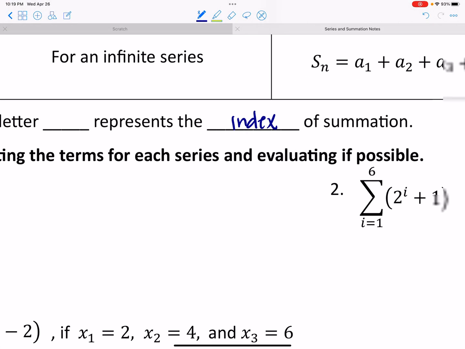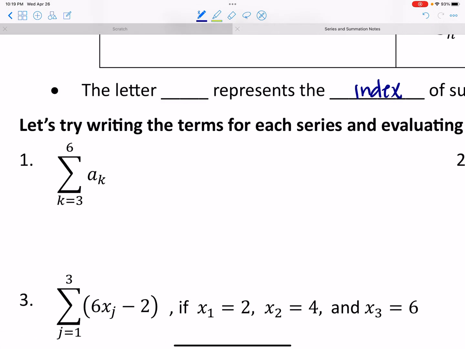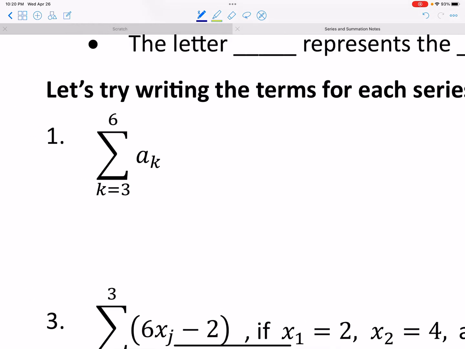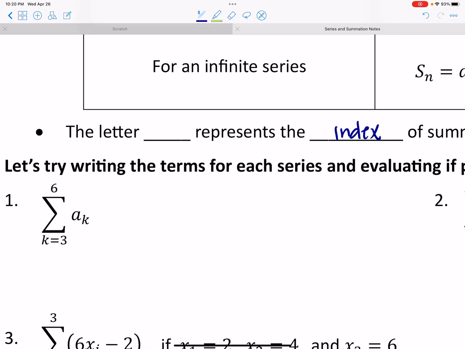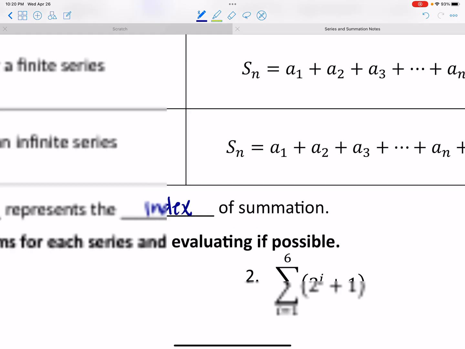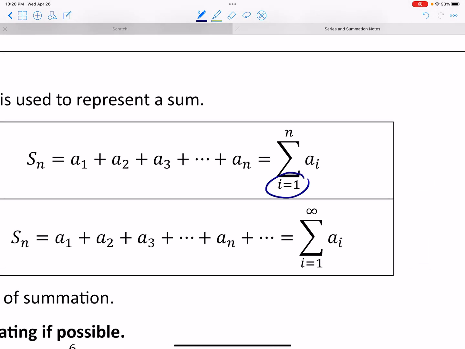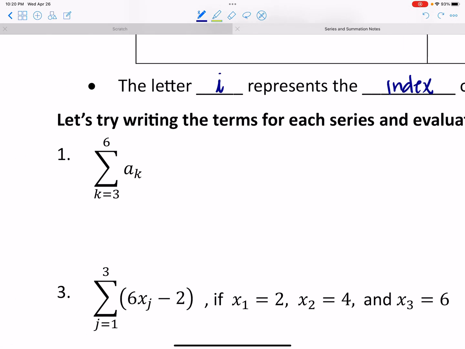Okay, so let's try writing out terms and then evaluating if that's going to be possible. And I meant to put I here. So I represents the index of summation. And technically, this represents the lower limit, this represents the upper limit, but it's telling us where to start our list and where to end it. So if it has an end. If it doesn't, then we see an infinity up there.